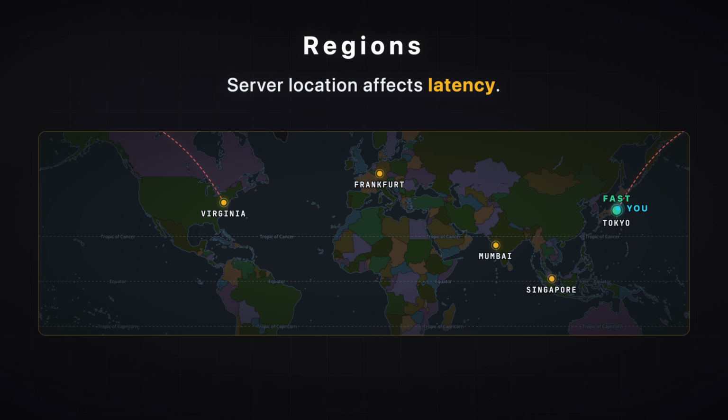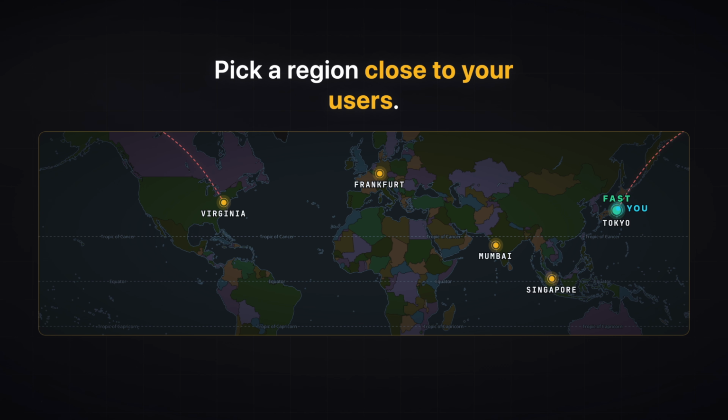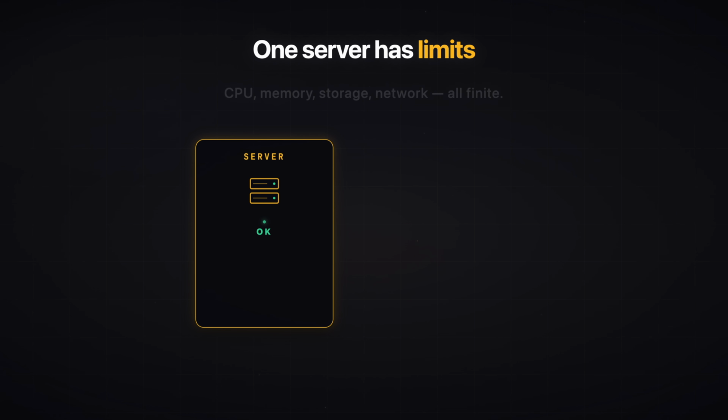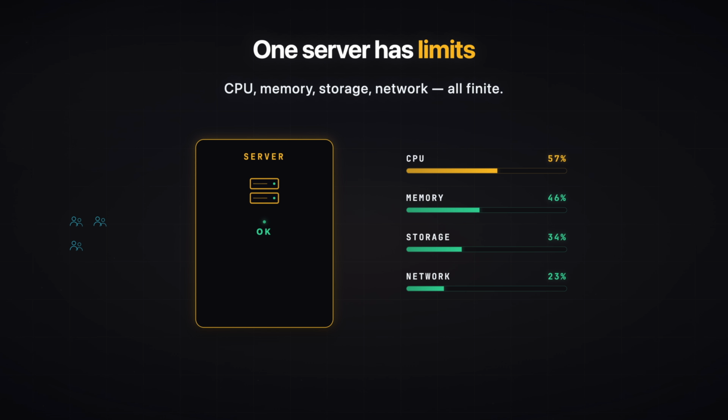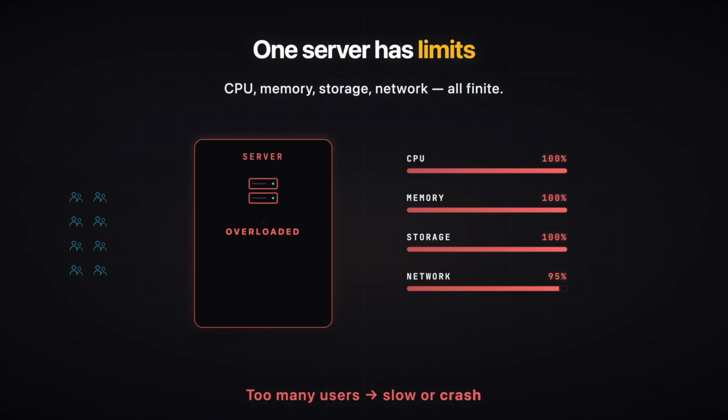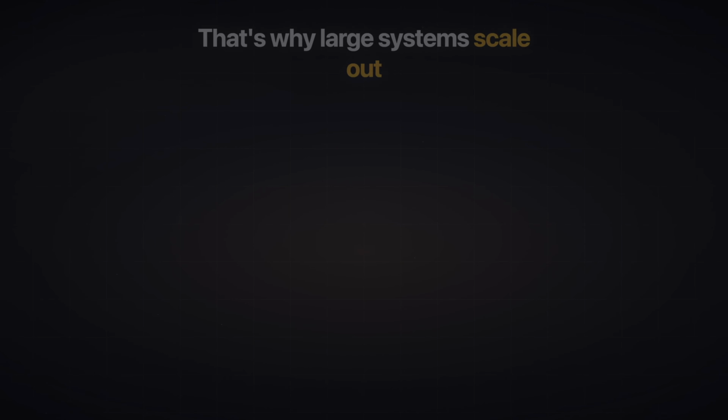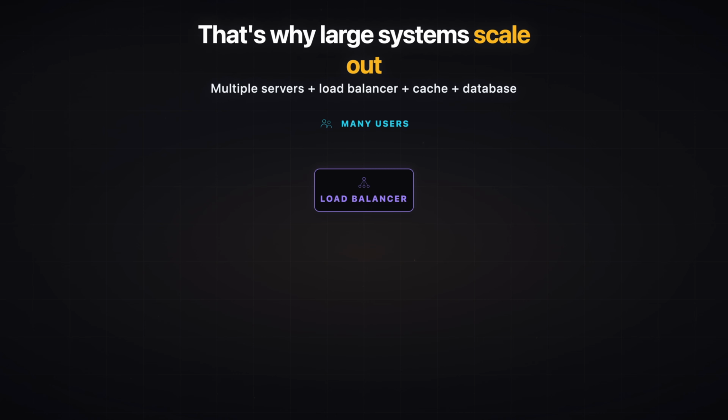A single server can only handle so much traffic. It has limited CPU, memory, storage, and network capacity. If too many users send requests at the same time, the server may become slow or crash. That is why large systems usually use multiple servers, load balancers, caching, databases, and other infrastructure. We will cover those later in the series.